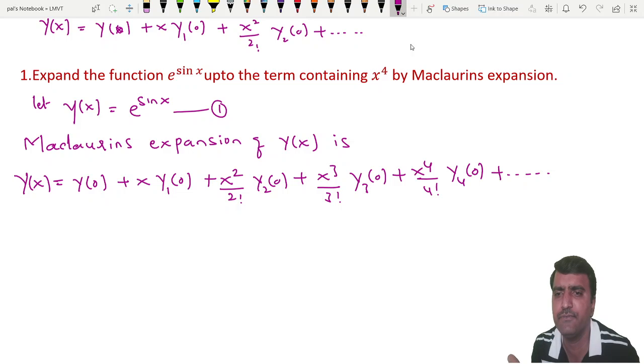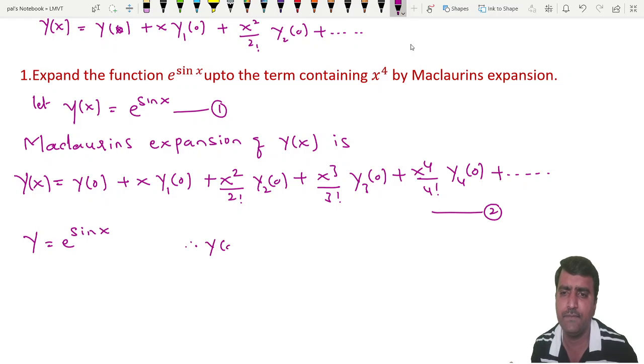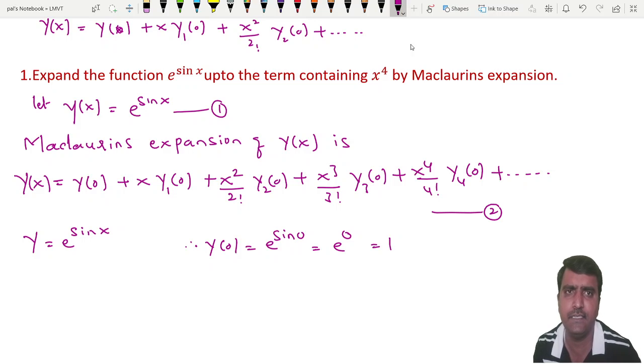So the Maclaurin's expansion of y of x is like this. Now we need to find y of 0, y1 of 0, y2 of 0, y3 of 0, and finally we need to substitute all those values in this expression. You take this expression as 2. So given function y is equal to e to the power sin x. Therefore y of 0 means we have to take x as 0, it is e to the power sin 0. Sin 0 is 0, e to the 0 is 1, anything to the power 0 is 1. So y of 0 is equal to 1.